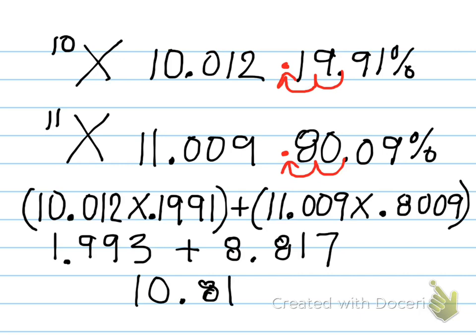Then I can look in my periodic table and figure out, oh, what is this mystery element that I have just found my mass for? And it looks like it is boron. And if I look at the periodic table, it is indeed boron, because the mass of it is 10.81.